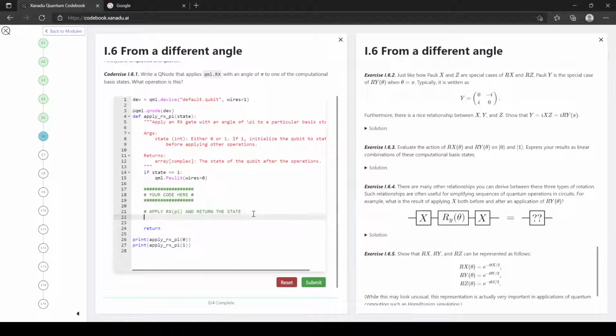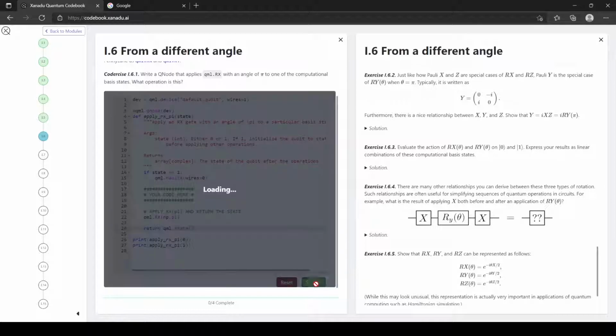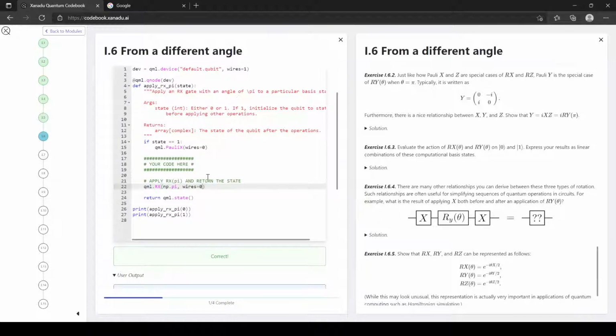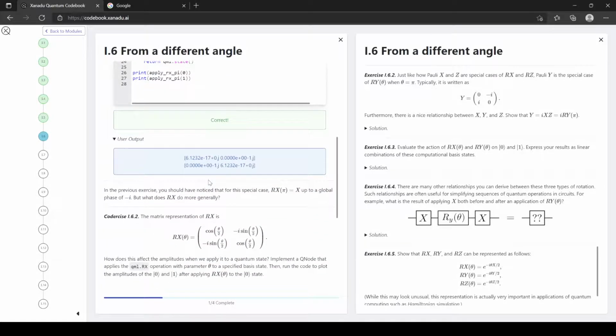Oh, okay, so we want to qml.RX pi, return qml.state. Oh, right, I always forget. Wires equals 0. All right, off to a promising output.